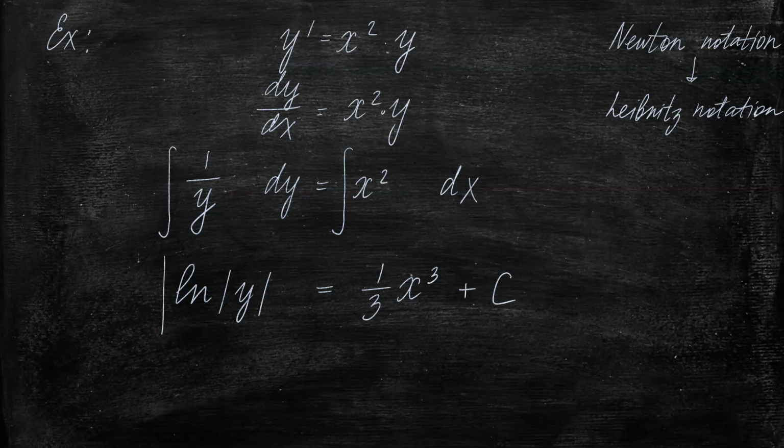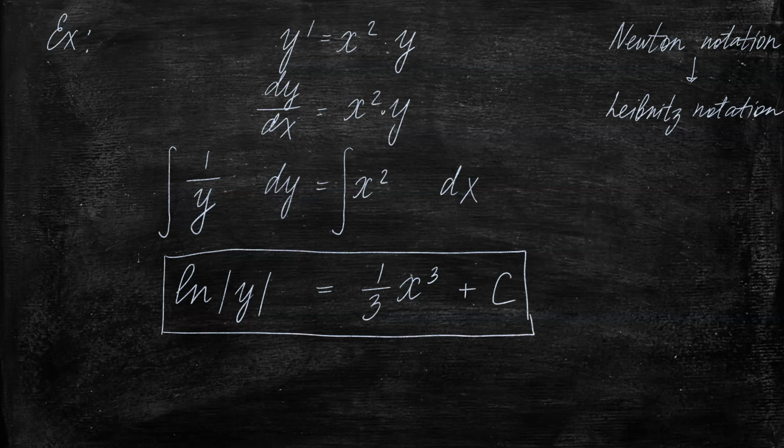So what we have here now is the general solution of the original differential equation. However, it is in implicit form. So what does that mean? That means the y is not isolated.